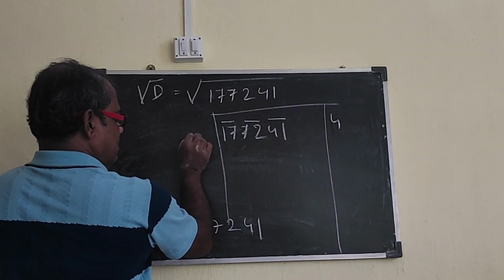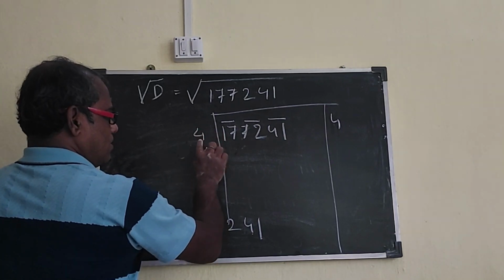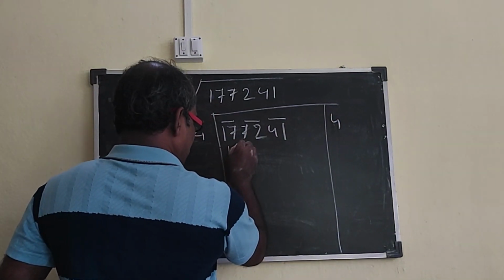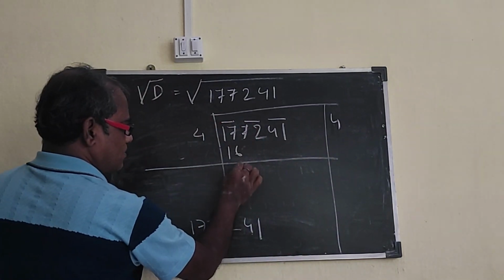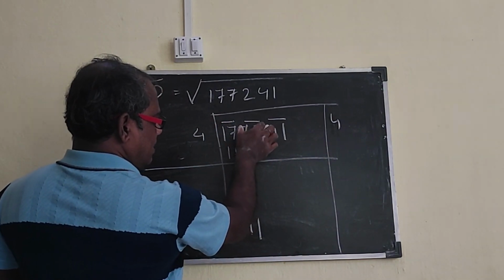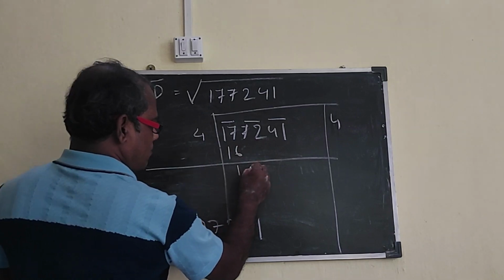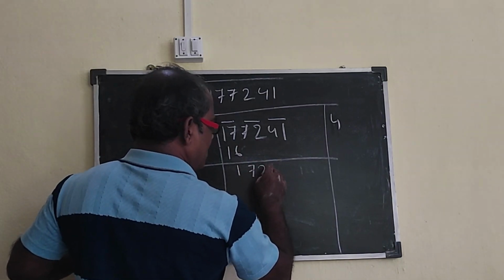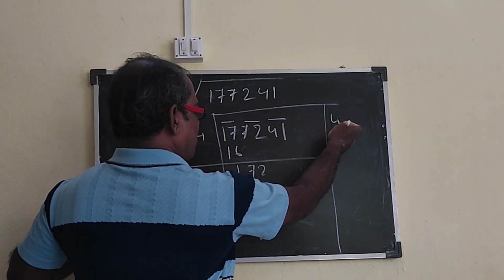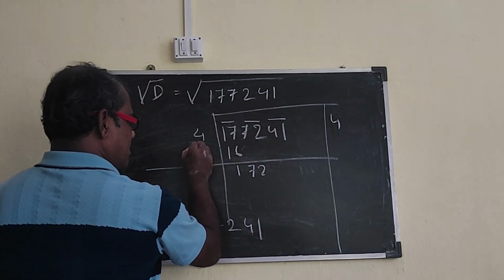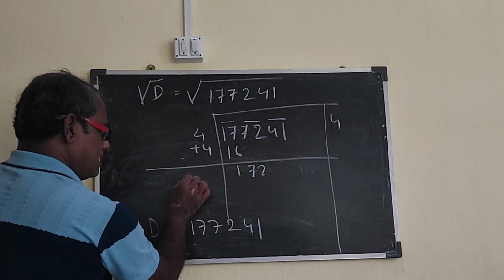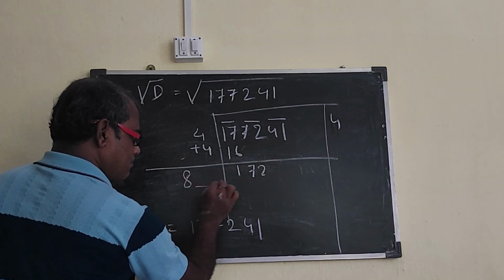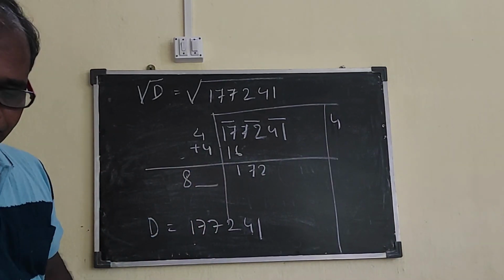So write it here, 4. So 4 square is 16. Deduct it, 1. Then bring these two pair of numbers downwards. 2. What you have written here? 4. This 4 let us add here. So how much you are getting? 8. Now write it here 8 and make a simple space over here.